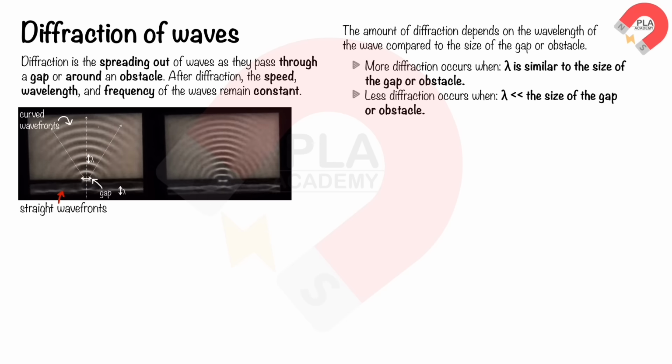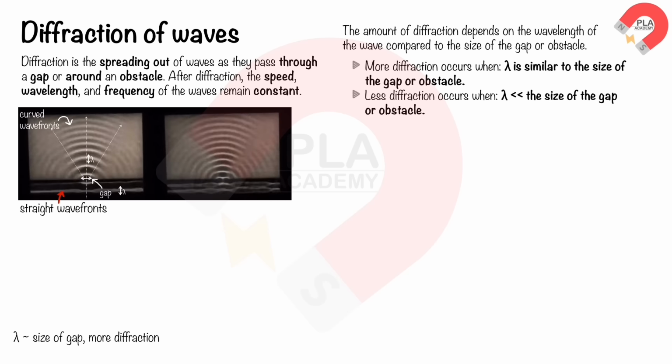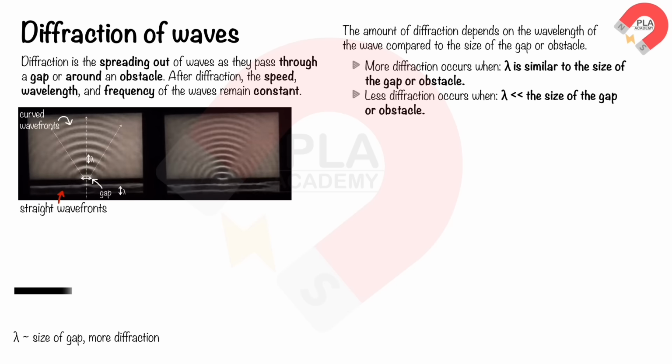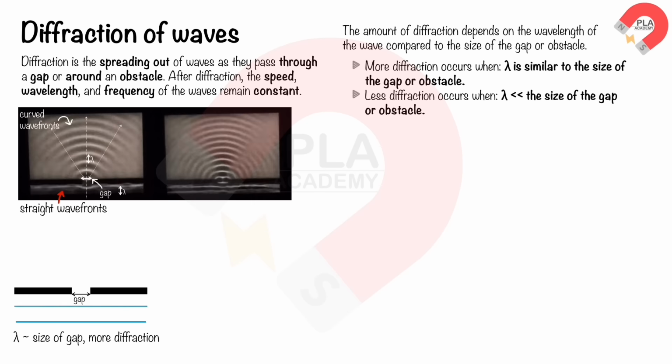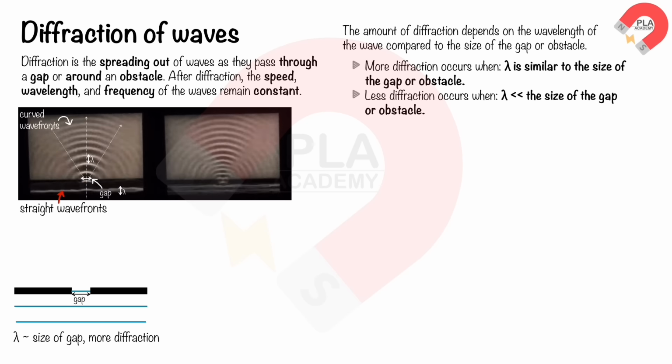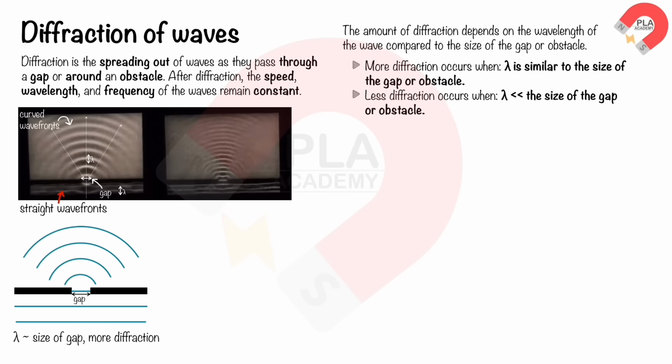Candidates should be able to draw the diffraction. When the wavelength is similar to the size of the gap, draw the obstacles and their gap. Draw the straight wave fronts of a wave that has a wavelength similar to the size of the gap. Draw the curved wave fronts of the wave that spread out with the same wavelength as before diffraction.